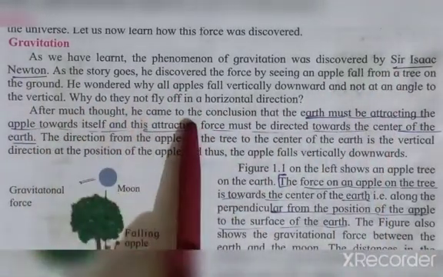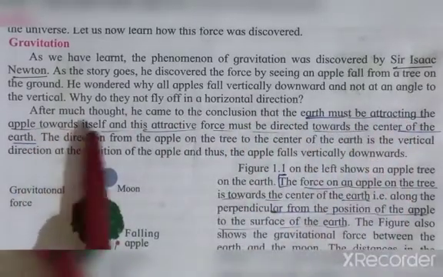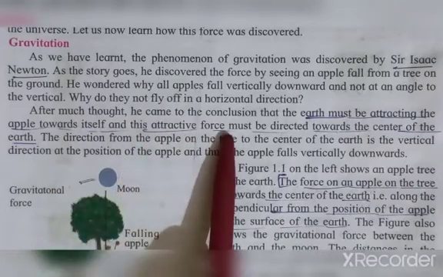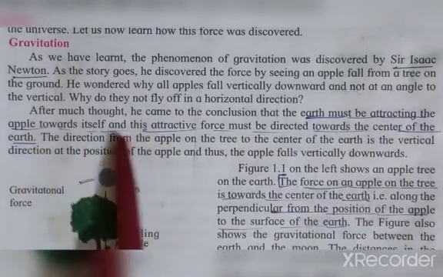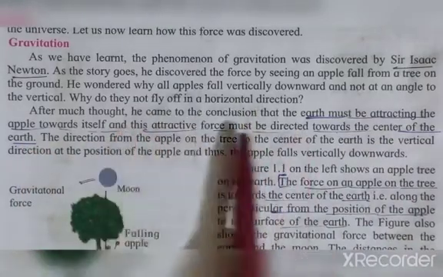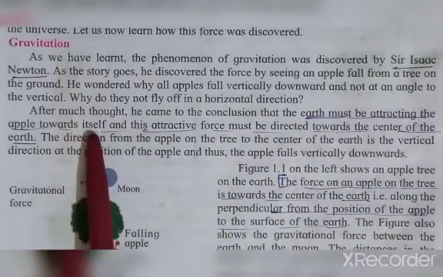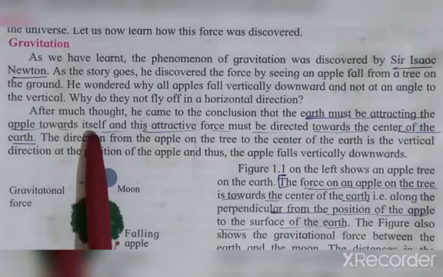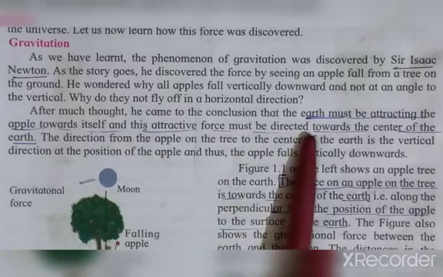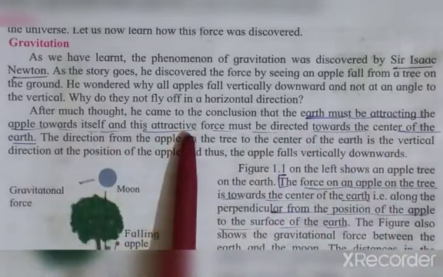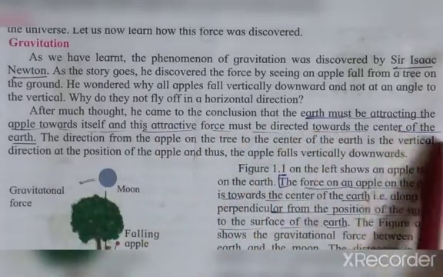After much thought, he came to the conclusion that the earth must be attracting the apple towards itself, and this attractive force must be directed towards the center of the earth. म्हणजे त्यांच्या खूप विचार केल्यानंतर असं लक्षात आलं की ते एका कन्क्लुजनवरती पोहोचले की अर्थ मस्ट बी अट्रॅक्टिंग द ॲपल टुवर्ड्स इटसेल्फ. म्हणजे अर्थ ही ॲपलला स्वतःकडे अट्रॅक्ट करून घेते, because the attractive force must be directed towards the center of the earth. Okay, because the attractive force is present in the earth and this attractive force must be directed towards the center of the earth.